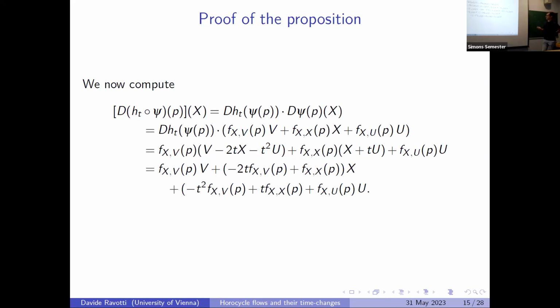Okay, and now I just refactor the terms. So what I get is something that is of constant order in the unstable horocycle direction, something that is at most linear in the geodesic direction, and something that is at most quadratic in the stable horocycle direction. Okay, so let's keep this in mind and try to compute now the other side.